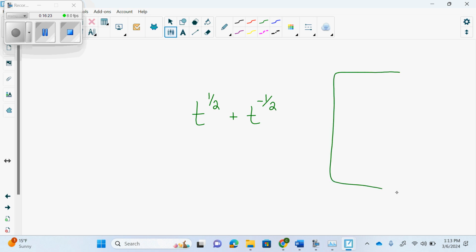Caveat. Say I gave you t to the 2 plus t to the 3. This is easy. What could I take out? A t squared. Do we agree? And when we GCF out, what operation are we doing? Division. That's it. We agree?